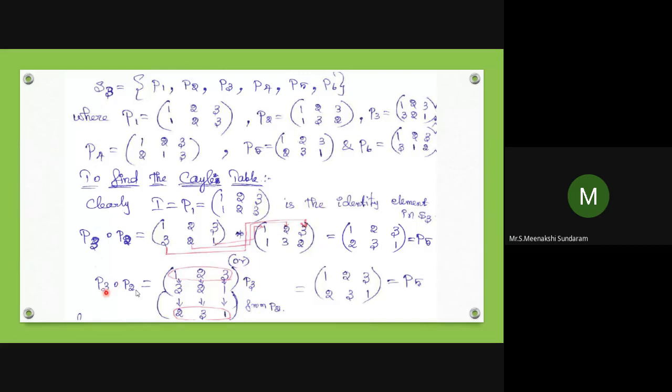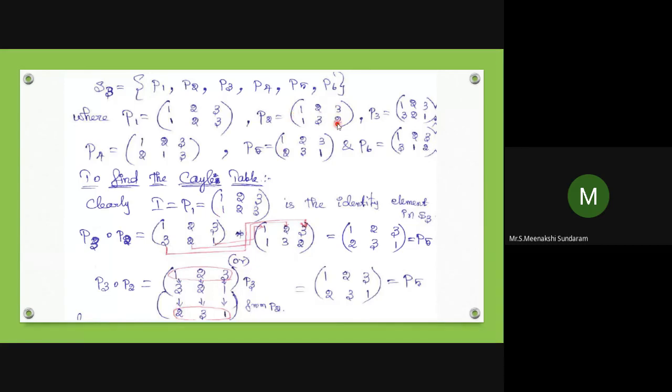So suppose P3 composition P2. This is one way we can write it; another way I can write it is, first I should write the P3 permutation. P3 is the denominator 3 to 1, second row. Now 3 maps to 2, that is P2. P2 I can write as fixed.